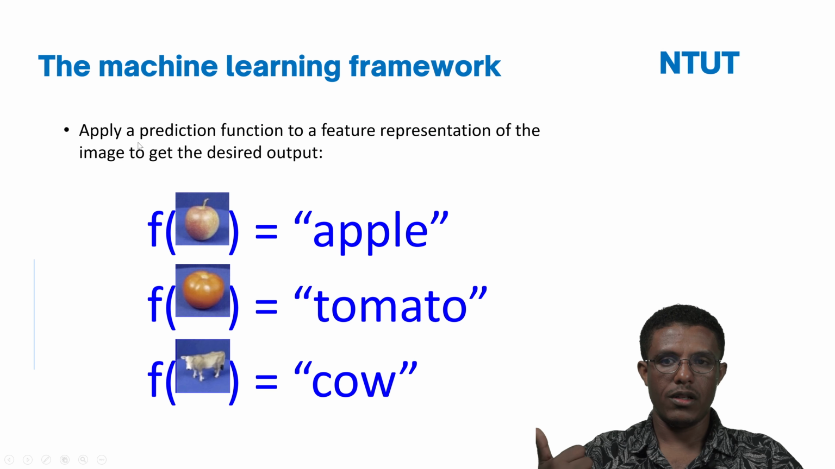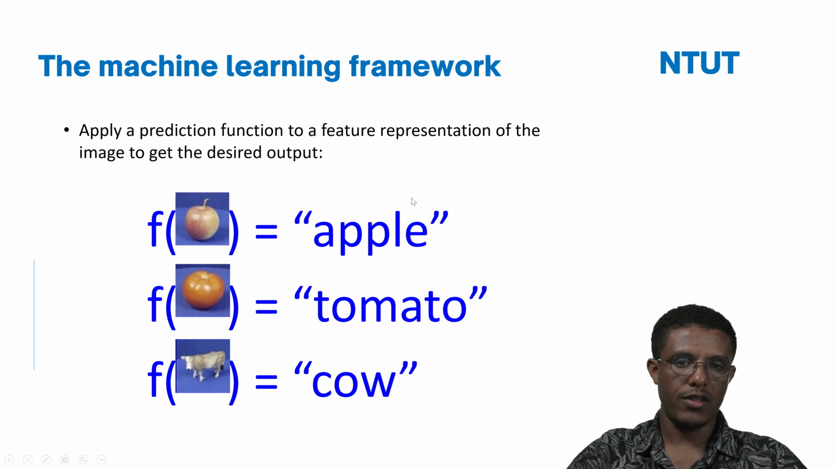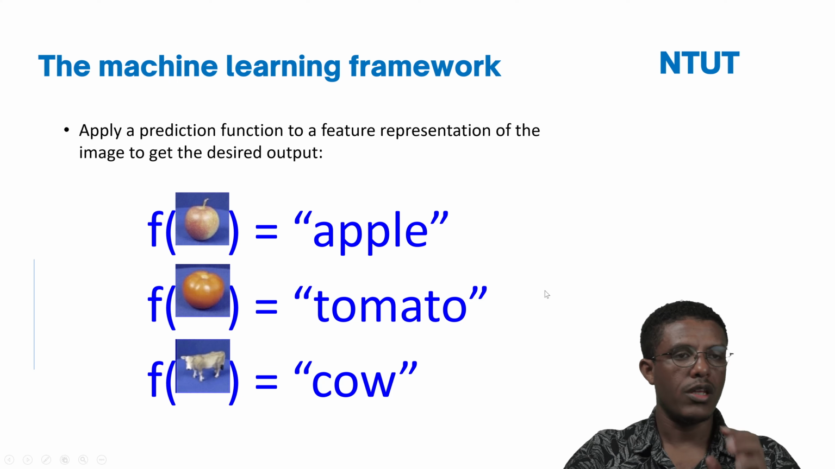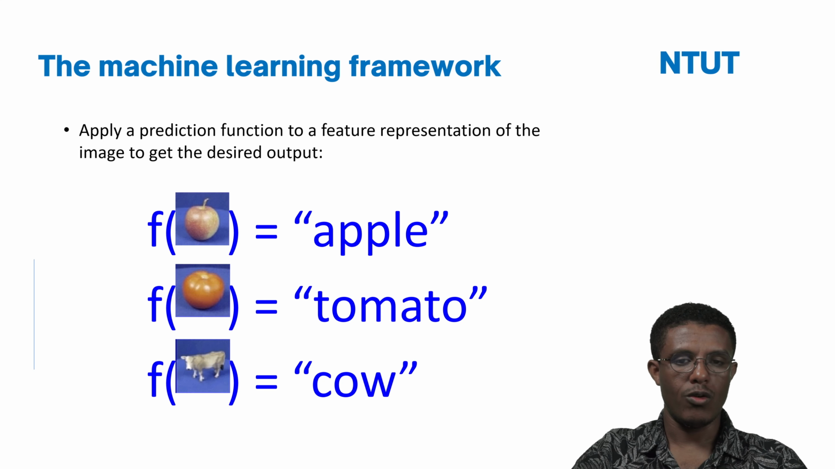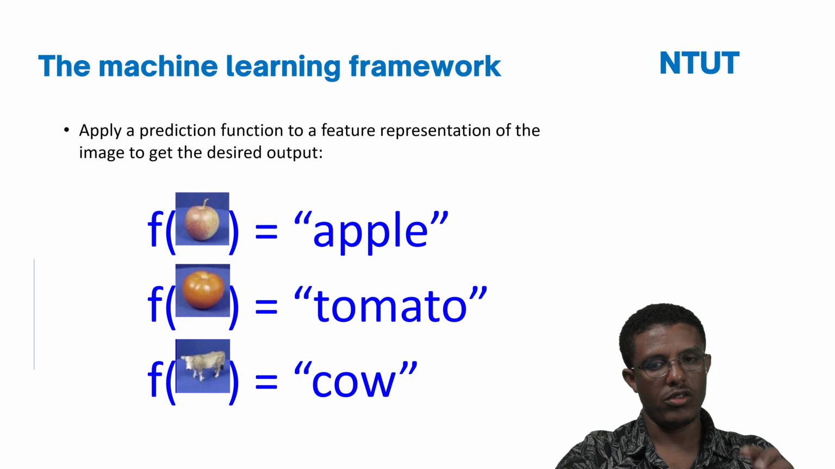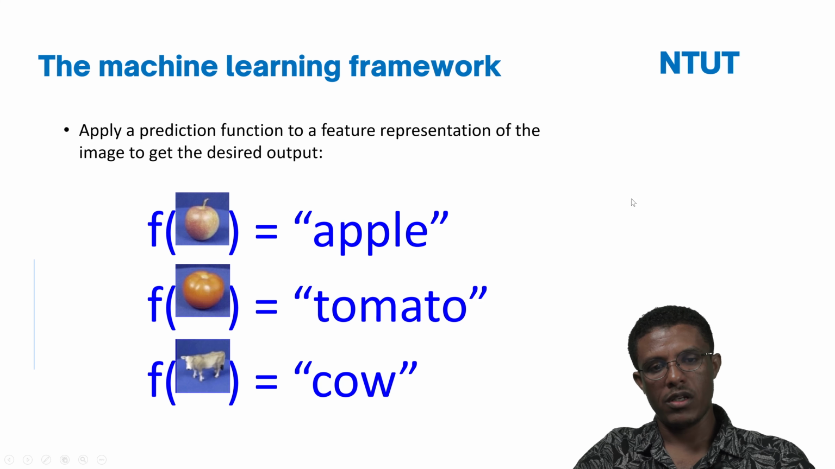For example, apply a prediction function to the feature representation of the image to get the desired output. Let's say f of this image, the output is apple. F of this image, the output is tomato. F of this image represents the cow. So based on the image, the model can easily detect what type of fruit or what type of animal is there. So this is the framework, or the structure, of the algorithms.